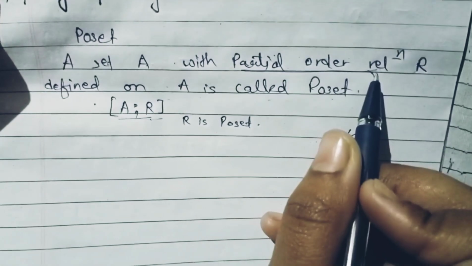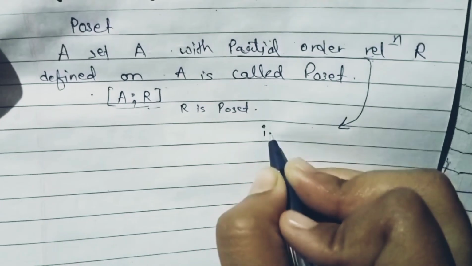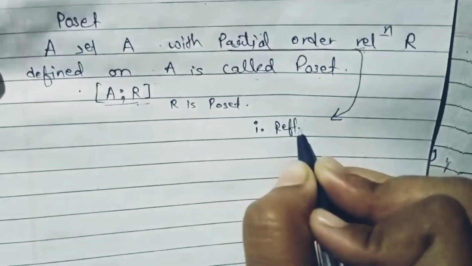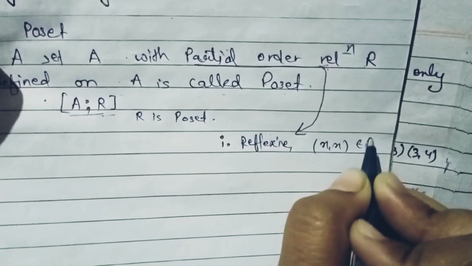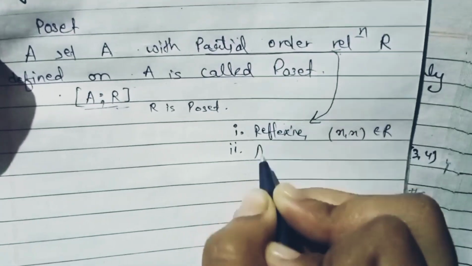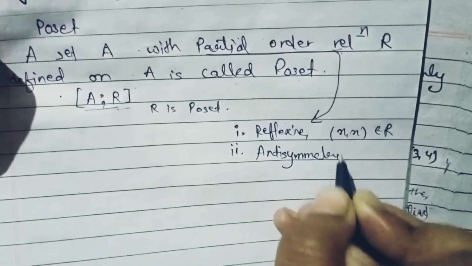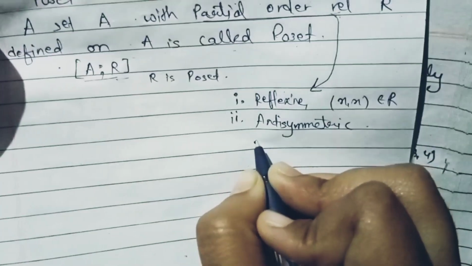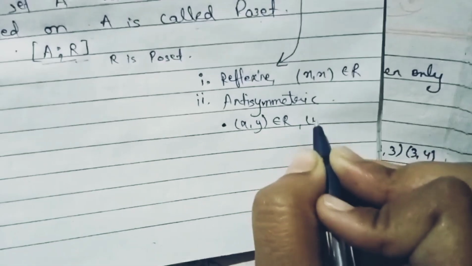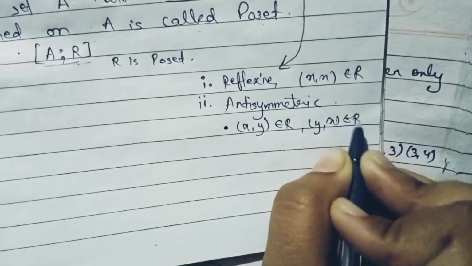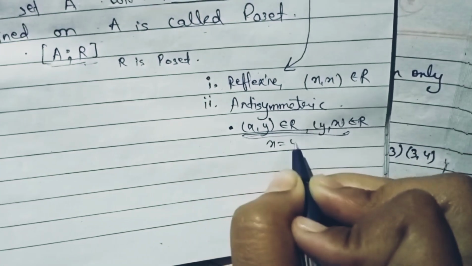For being a partial order relation, it should satisfy three conditions. First, it should be reflexive. Reflexive means (x, x) belongs to R. Second, it should be antisymmetric. Antisymmetric means if (x, y) belongs to R and (y, x) belongs to R, this should only happen if x is equal to y.